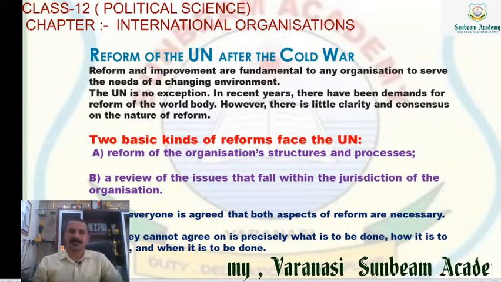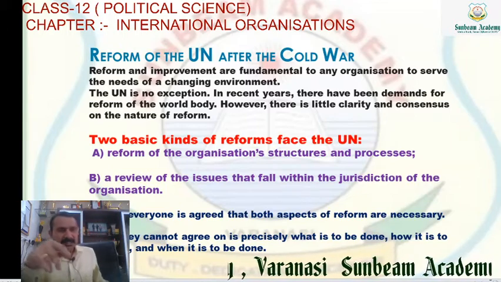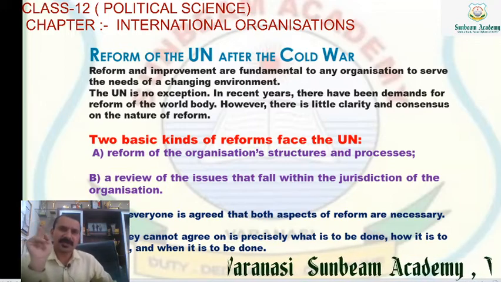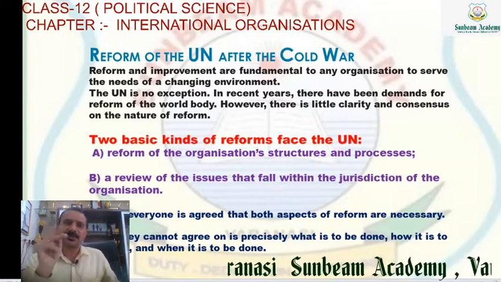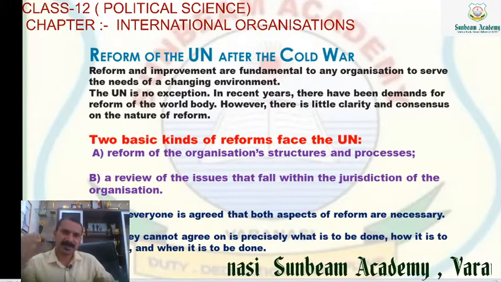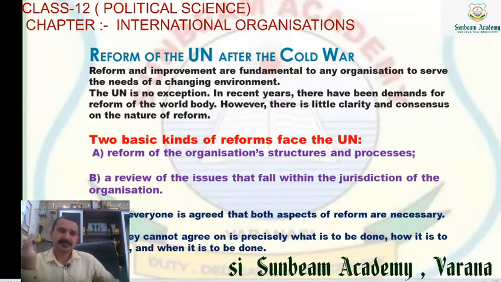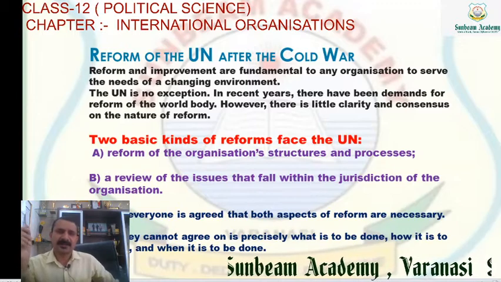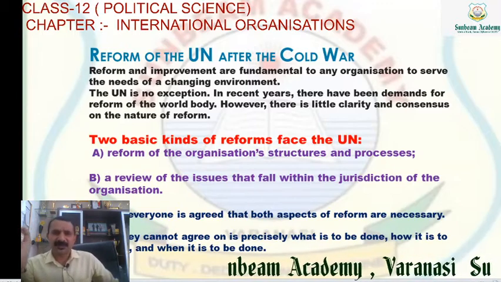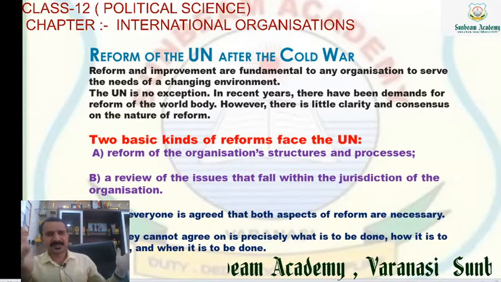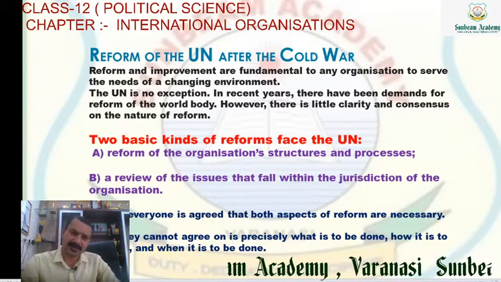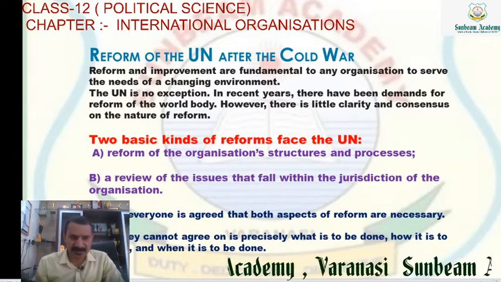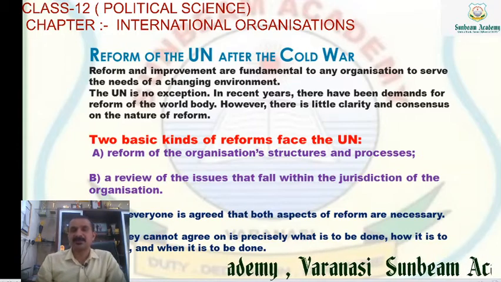Almost everyone agrees that both aspects of the reforms are necessary. And United Nations organization started reforming itself. So there are two types of reforms I already told about, reformations and counter reformations. Both things were going side by side, right? Both are two sides of a similar coin. What they cannot agree on is precisely what is to be done, how it is to be done, and when it is to be done. All the member countries agreed that ये दोनों होना चाहिए, लेकिन क्या होना चाहिए, कैसे होना चाहिए, and कब होना चाहिए? This is very difficult to answer.